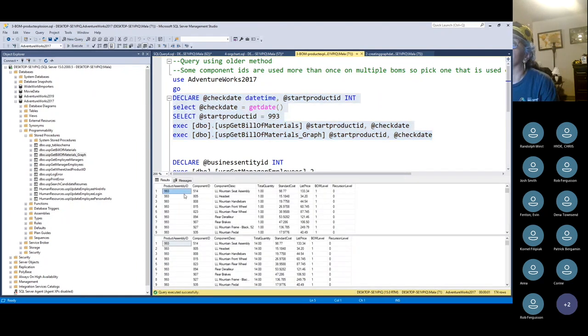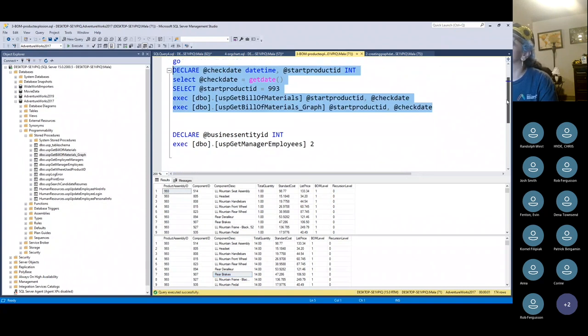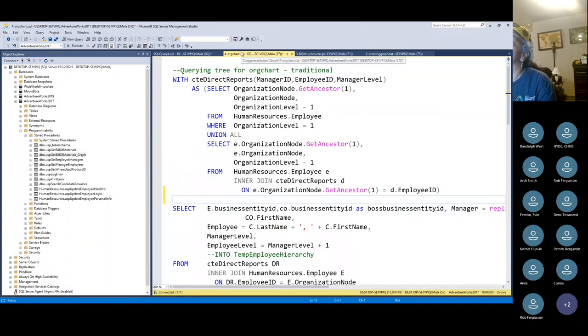So this is the one that came with that, and this is the one using the graph. They are essentially the same, but the ease of querying is much easier with the graph table. So the next one is, what is the org chart? Okay, the org chart is here.